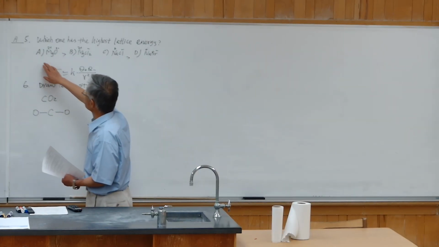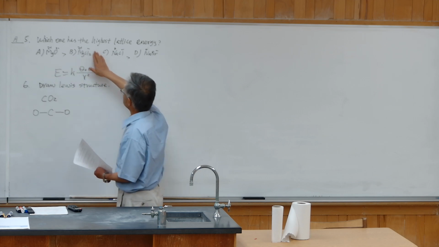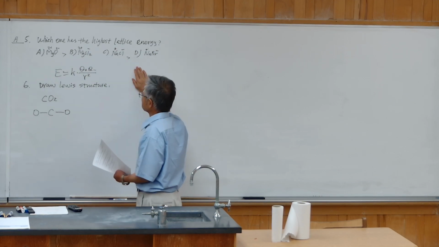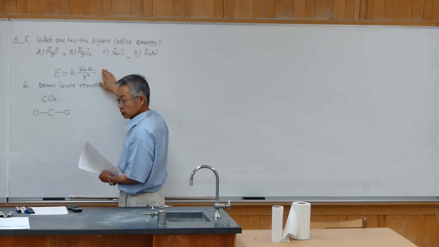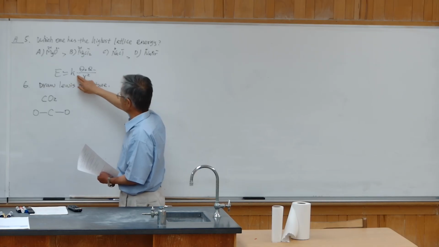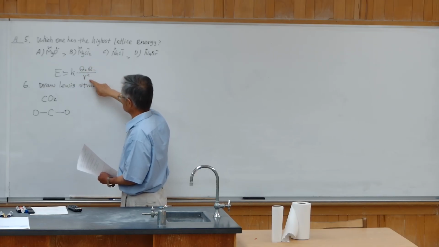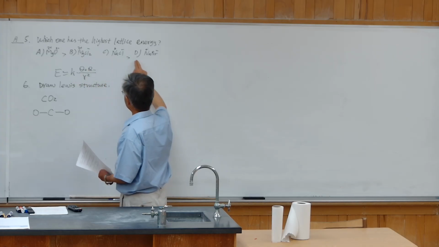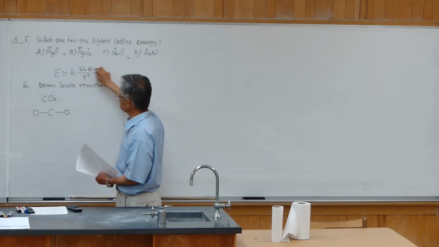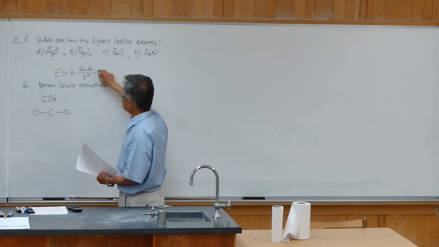Then question 5 asks you which one has the highest lattice energy. Lattice energy comes from this equation, E equals K times Q plus times Q minus divided by R squared. K is a constant for similar types of compounds. K is the same, so we just compare the charge of the cation and anion and the size.